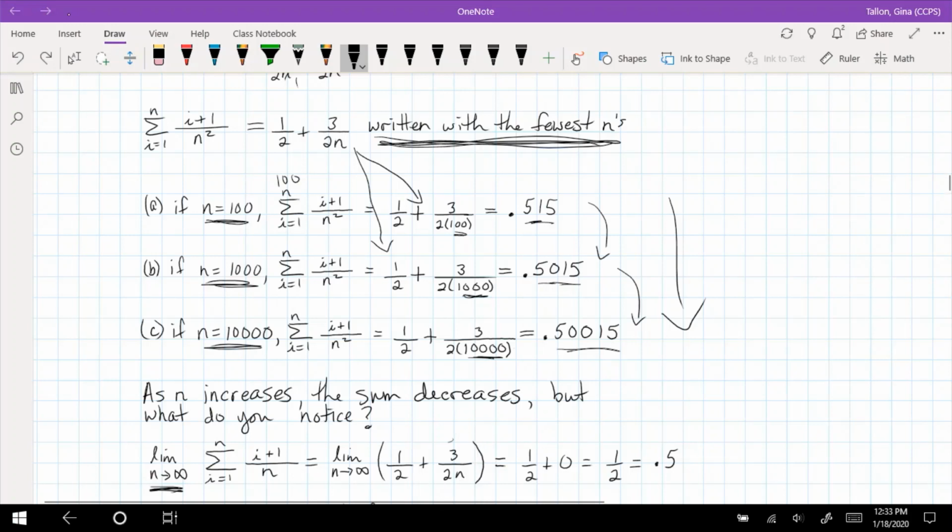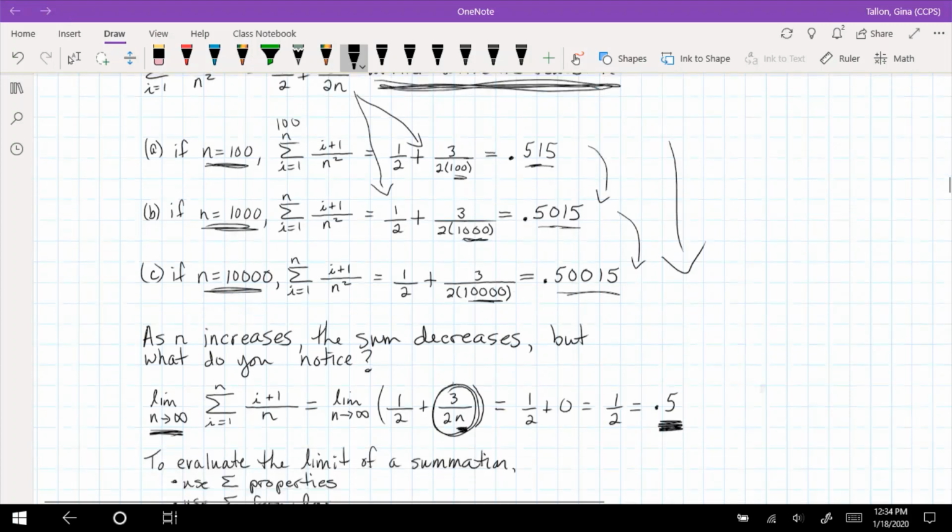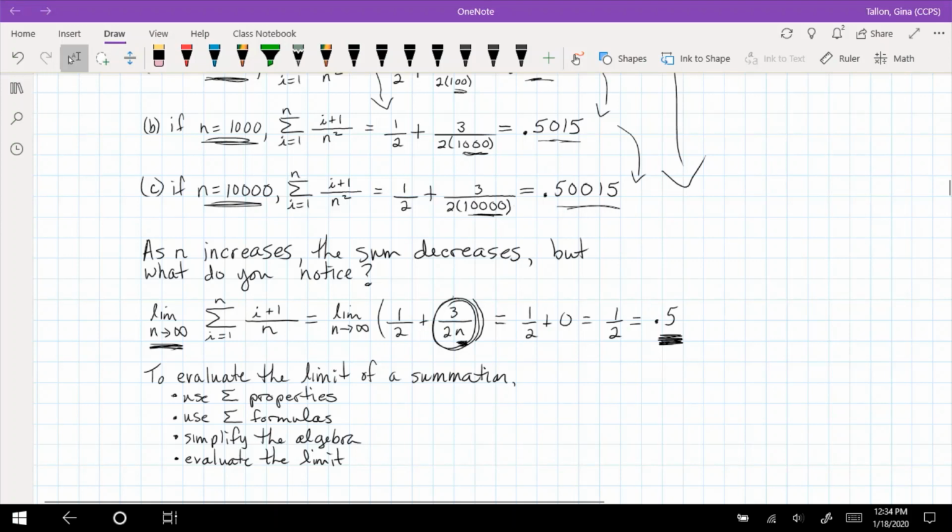So if I put infinity in for n down here, won't this make this fraction really, really, really small? The bigger the denominator gets, the smaller the fraction gets. This gives me 1/2 plus 0, which is just 1/2 or 0.5. So as n gets bigger and bigger and bigger, the overall answer to this problem gets closer and closer to 0.5.